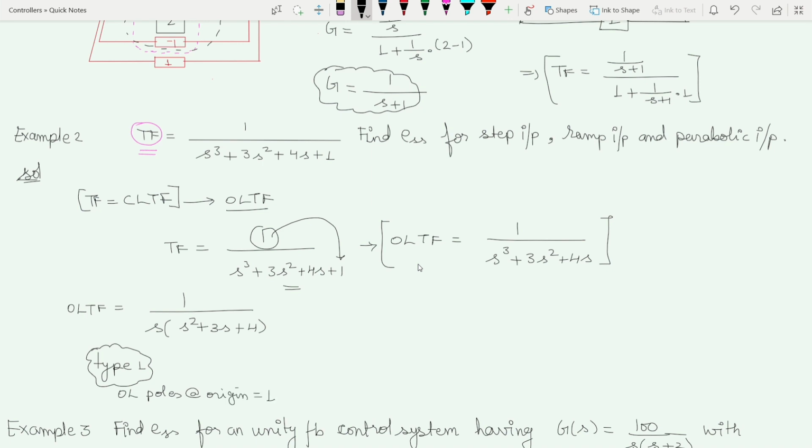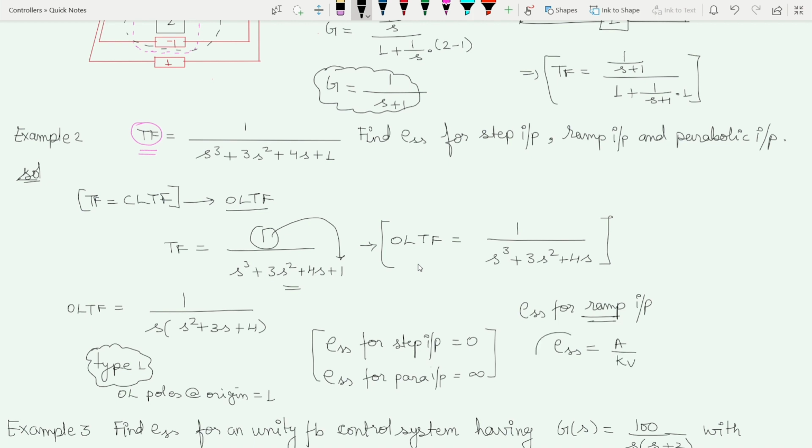Since it is a type 1 system, for the step input the steady state error equals 0, and the steady state error for the parabolic input equals infinity. We just have to calculate the steady state error for the ramp input, and from the table itself the steady state error equals A upon Kv. Here I'm assuming A equals 1.